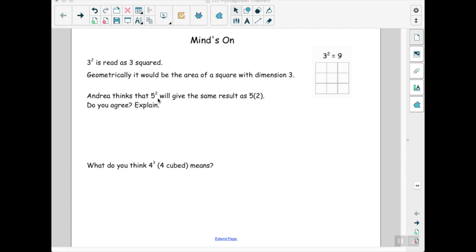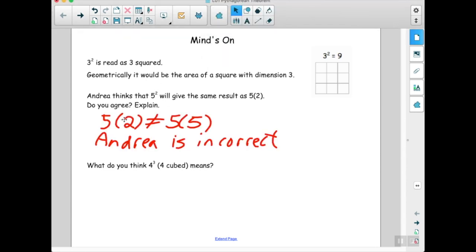Now, I'm going to give you a couple of seconds to think about the answer to this question. Andrea thinks that 5 squared will give the same result as 5 times 2. Do you agree? Explain. I'm going to pause and let you think about that. Okay, we're back. 5 times 2 is 10, and 10 is not equal to 5 times 5. So Andrea would not be correct, because 5 squared is not 5 times 2.